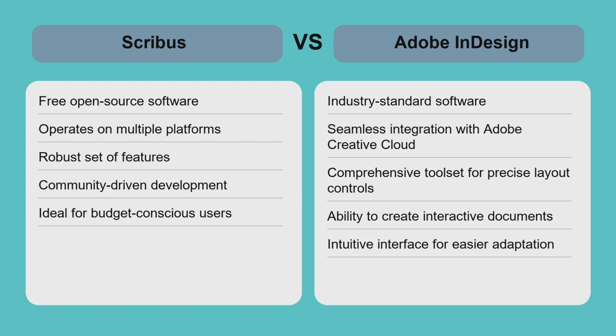In terms of features, InDesign leads with its extensive capabilities for creating interactive content and handling complex projects. Scribus, while competent, may lack some advanced functionalities found in InDesign, such as seamless integration with Adobe's ecosystem. For users focused on print media, both tools provide excellent output quality, but InDesign's pre-flight capabilities ensure a smoother production process. The trade-offs are clear.